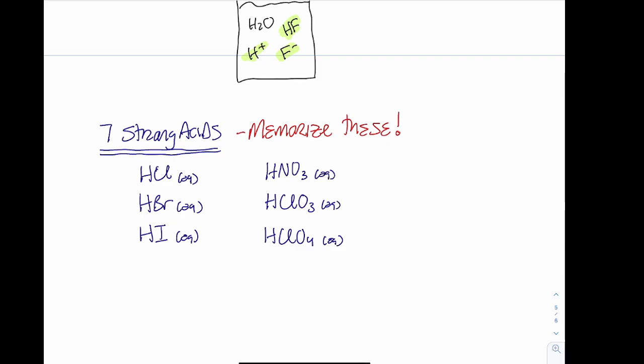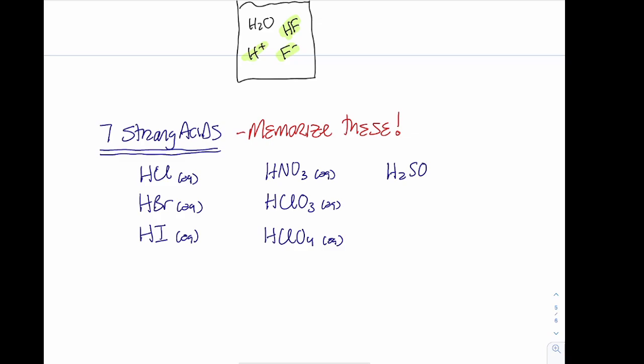Remember HCl, it's not hydrochloric acid until it's an aqueous solution, right? Just HCl, if it was a gas, it's hydrogen chloride, right? It's not until I put it in water and it ionizes that we call it an acid. And then one more, sulfuric acid.